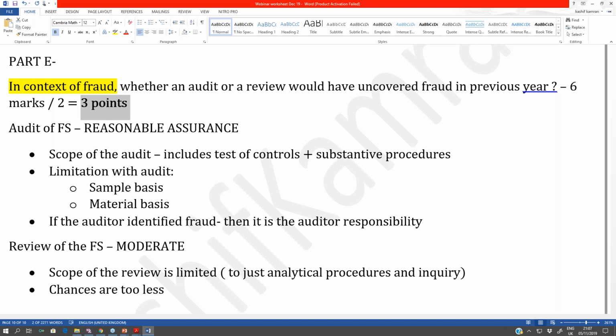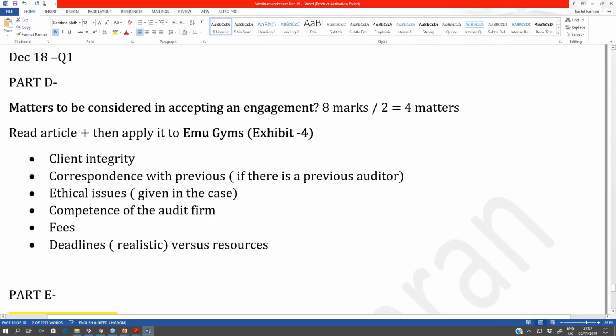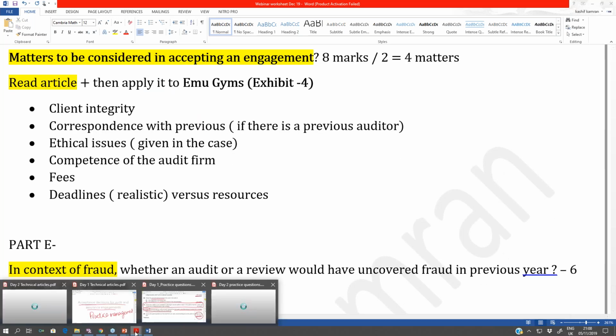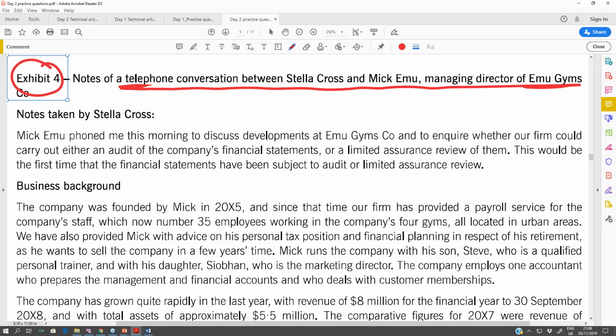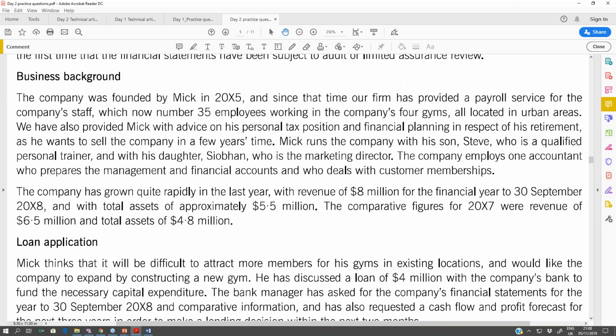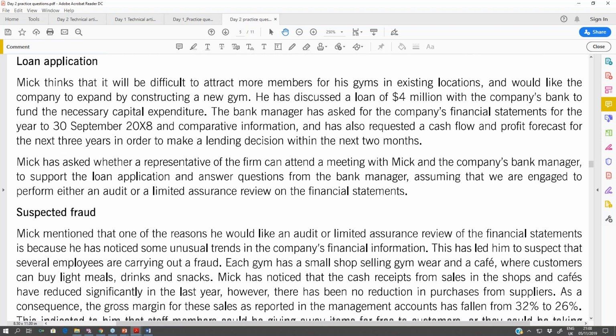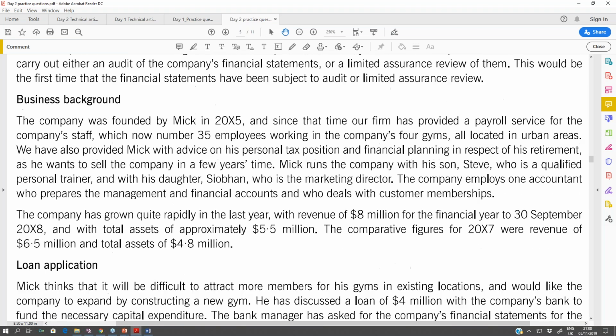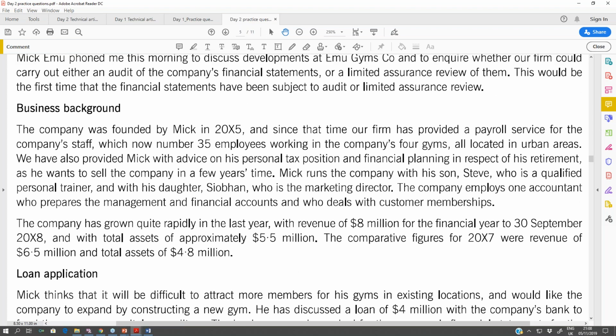And in the very first part, the D part, you need to focus on the methods in accepting an engagement. And for that, I have recommended you that you need to read the article, make a list, and apply the list on Emogems in the exhibit number 4. So please go through this exhibit 4 in front of your screen, scroll down this exhibit properly, identify the points which you think can help you in taking a decision whether you are accepting Emogems or not.